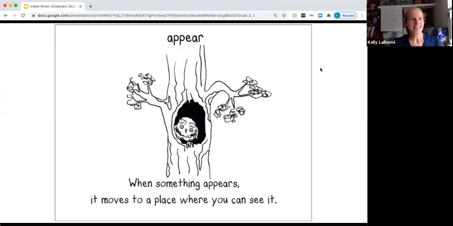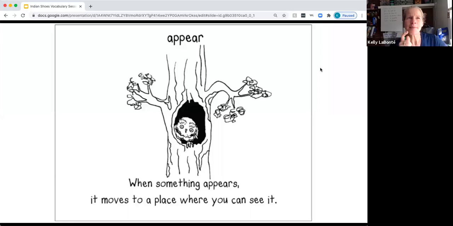Okay, friends, let's learn another word together. Let's learn it so well that we know what it means when we come to it in a text, and we also can use it in our own writing. The word is appear. And when something appears, it moves into place where you can see it. So in Indian Shoes, Jonah appears on Grandpa's doorstep.